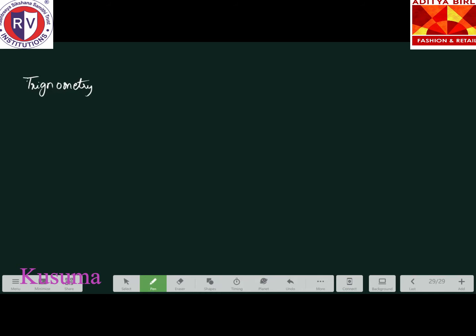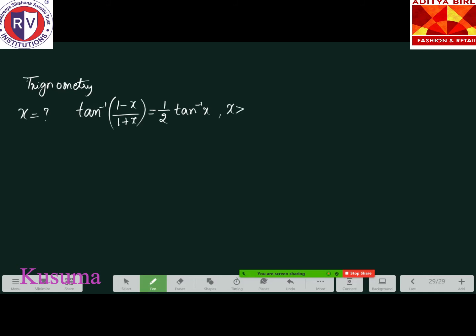The question given is: solve for x. Whenever tan inverse of (1 minus x divided by 1 plus x) is equal to half tan inverse x, where x is greater than 0.